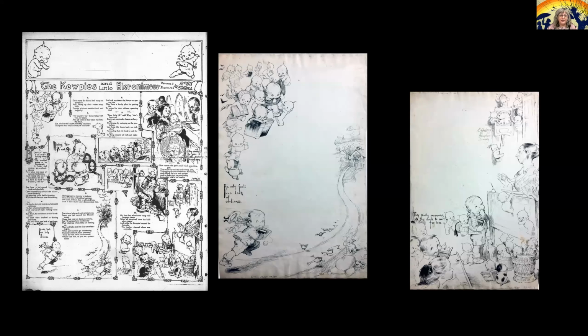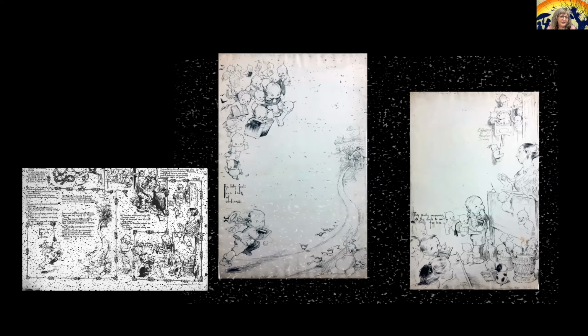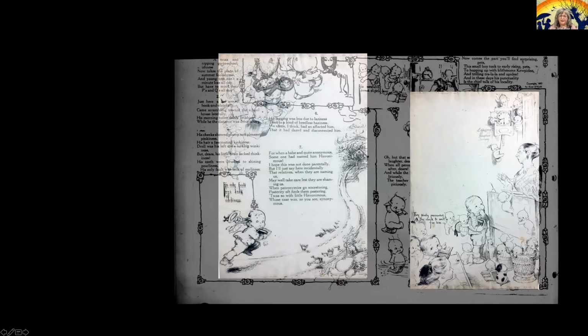So on your screen on the left here is a microfilm printout from a newspaper in which the Kewpies appeared. And on the right are 2 illustrations. These are the original illustrations that went into this page on the left. You can see that it was from the bottom of the page. So here's this one, and here is this original illustration. And if we overlay it on top, it gives you a better idea of how they fit in together.